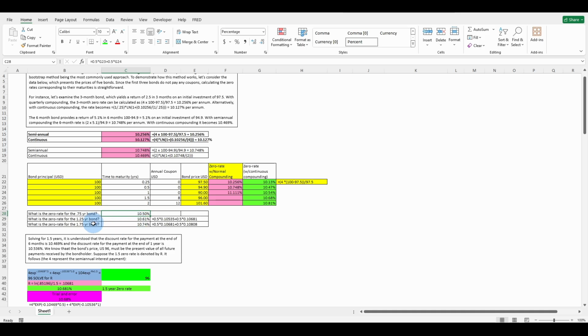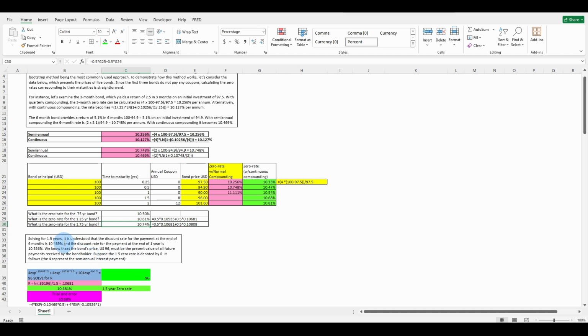And then what is it for a 1.25 year bond? How are we doing this? 0.5 times G24 plus 0.5 times G25. For 1.75 years, it's 10.74. We fill in the gaps there.